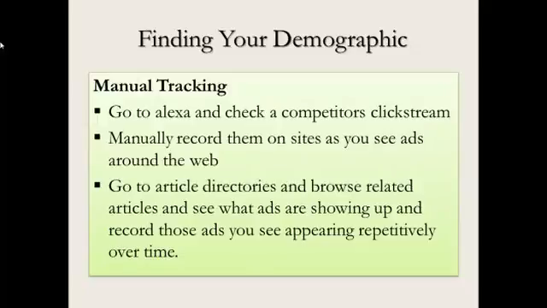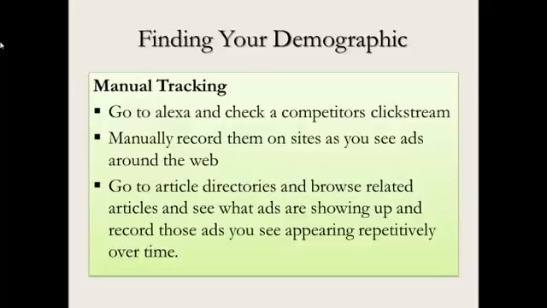And the way we can do that is by doing it 2 ways. We can do it first by manual tracking. We can go to Alexa and check out a competitor's clickstream. There is a tab in Alexa when you go to it called clickstream, and we want to look at their upstream. And what an upstream is, is the website that they were on before they landed on your competitor's website. So we can see how people are getting to the competitor's website.